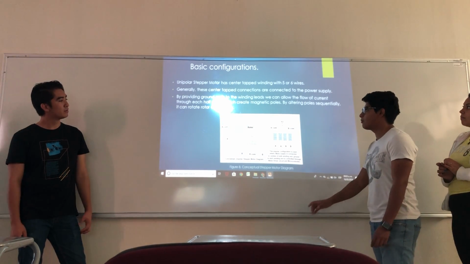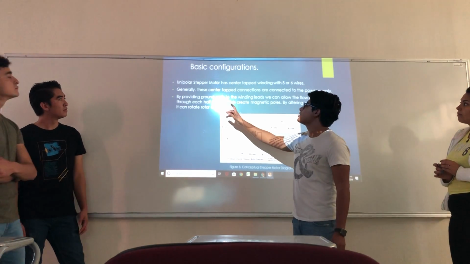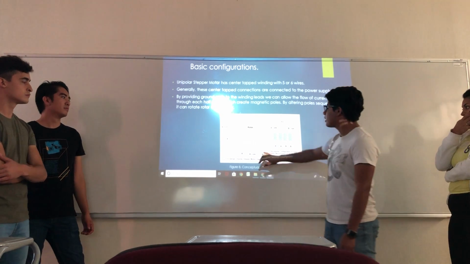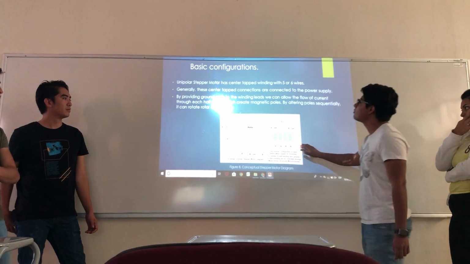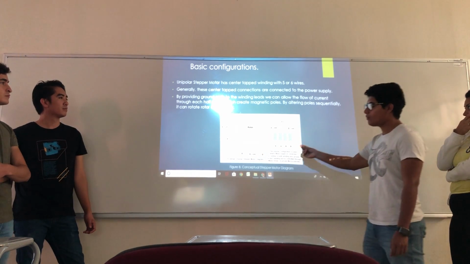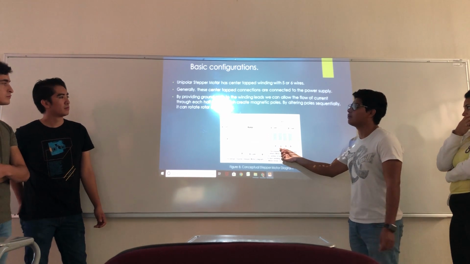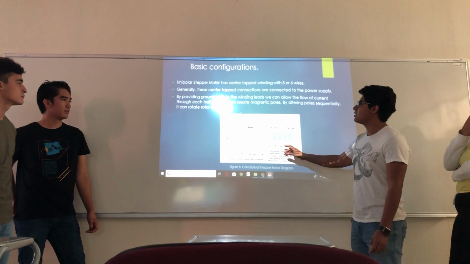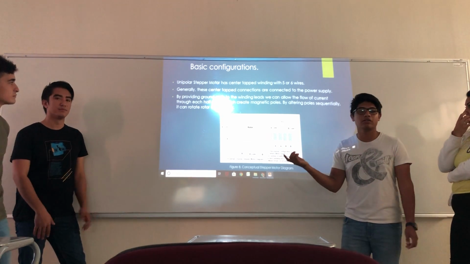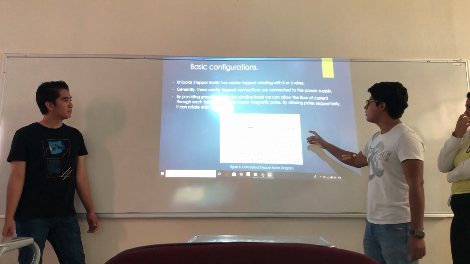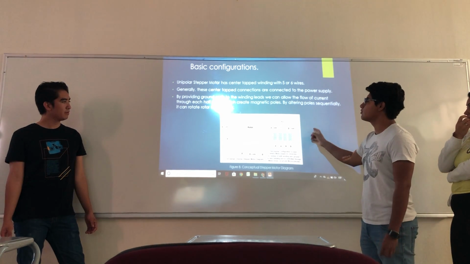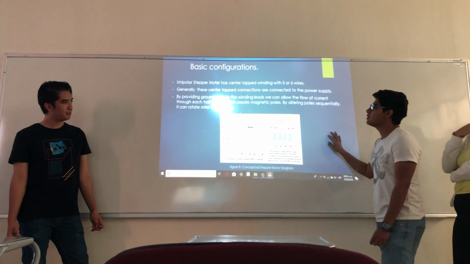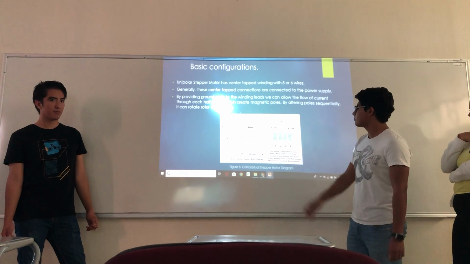And here we have the other configuration, the unipolar stepper motor, which has a center tap. As you can see, a difference with the other stepper motor is that we have a common wire here, and this common wire is for making it unipolar, providing ground to the windings. The leads allow current to flow through each half and create magnetic poles and alternate poles sequentially. It can rotate accordingly.